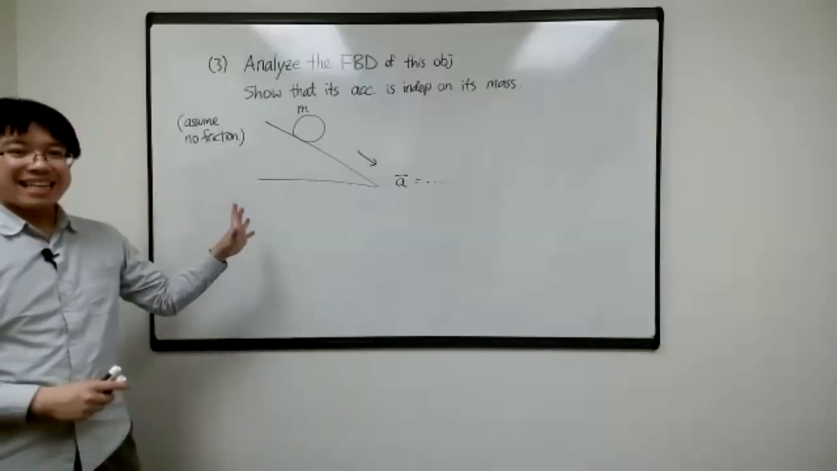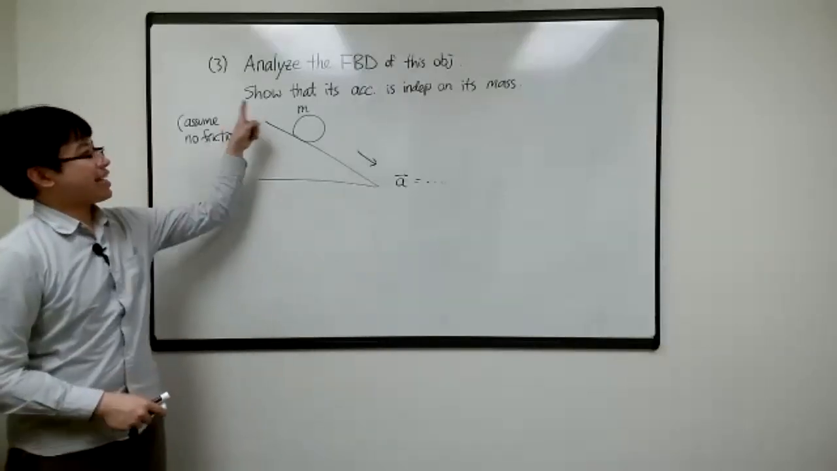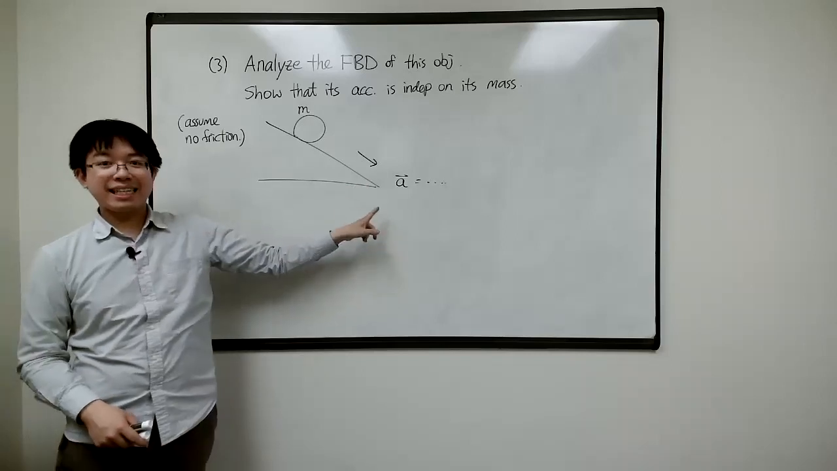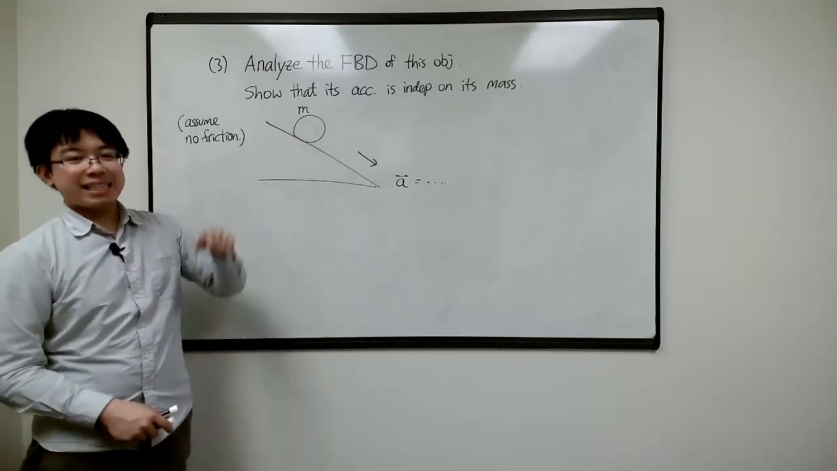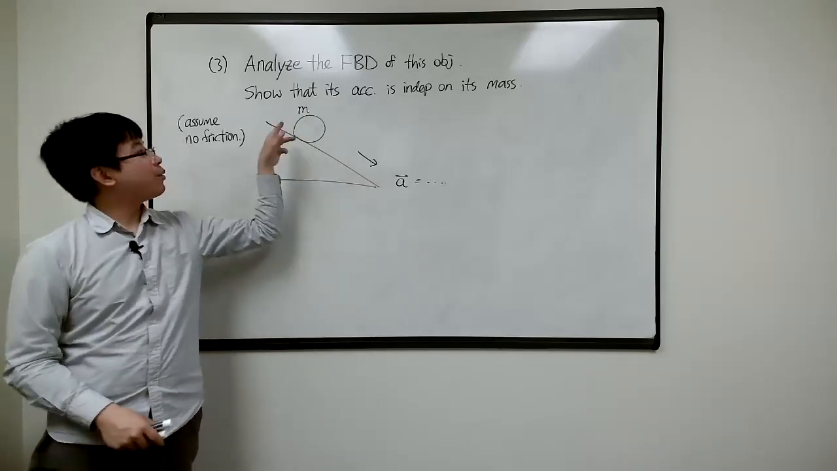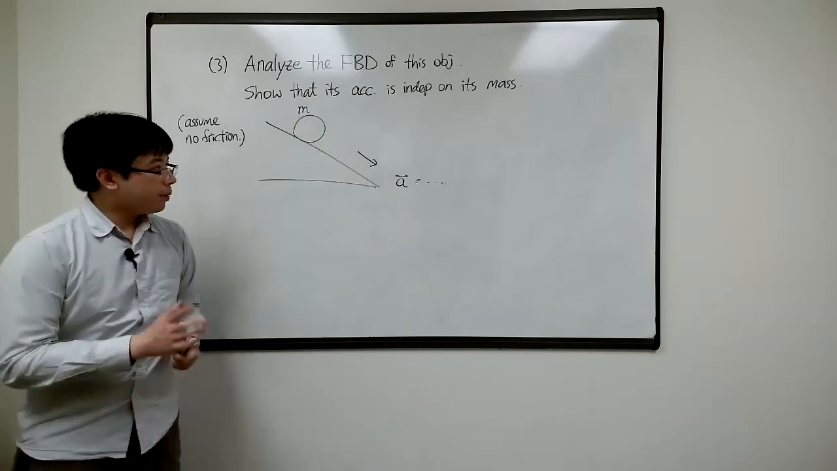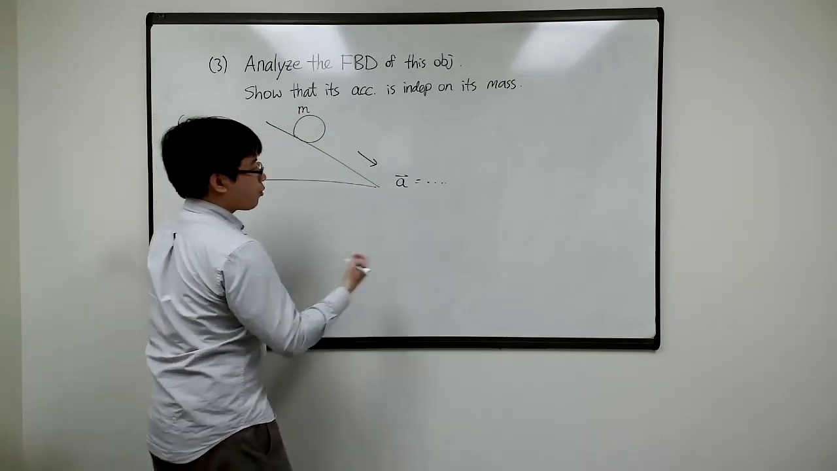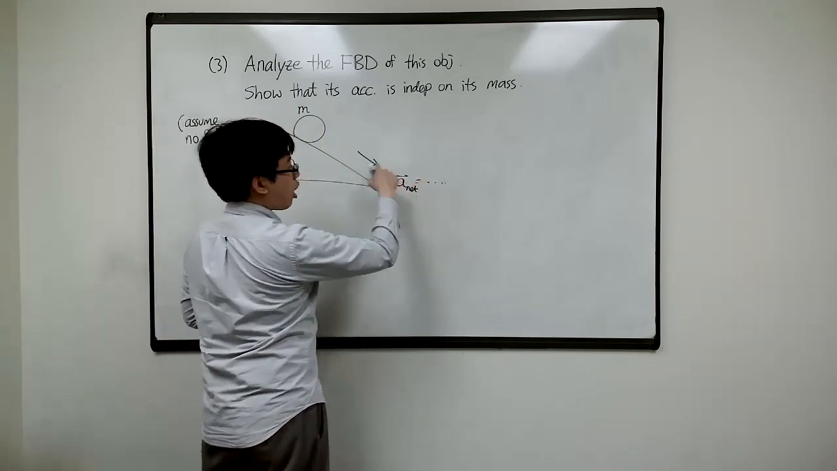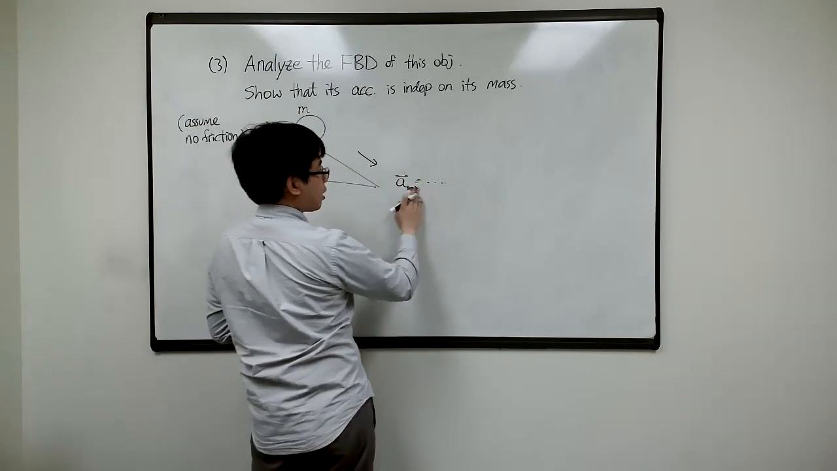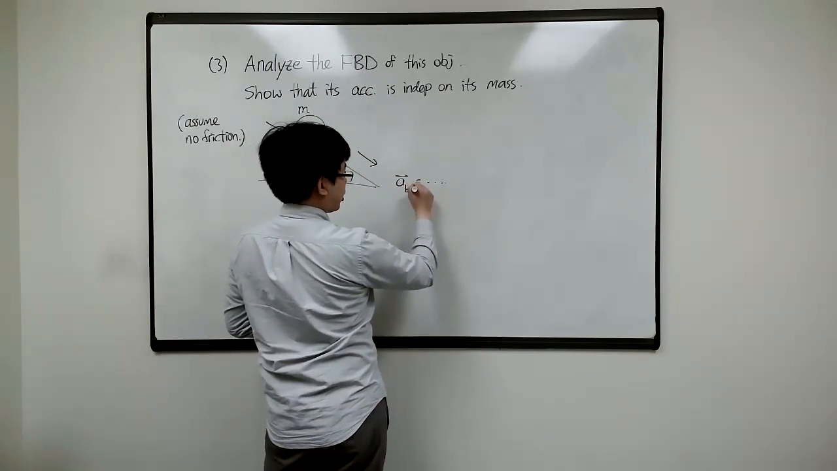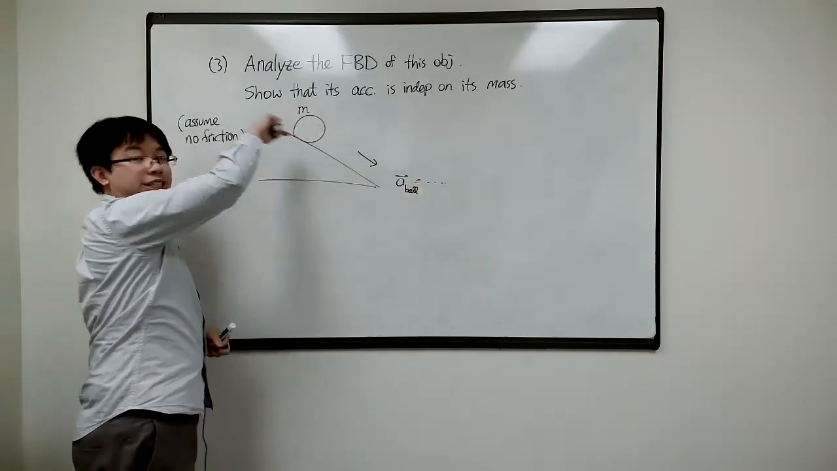Okay, so let's analyze the solution for this problem. We want to show that the acceleration of this object is independent of its mass m. So whatever the acceleration is, I want to make sure it is independent of m. Now, what we want to do is find the net acceleration of the object, the acceleration of the block, in this direction.